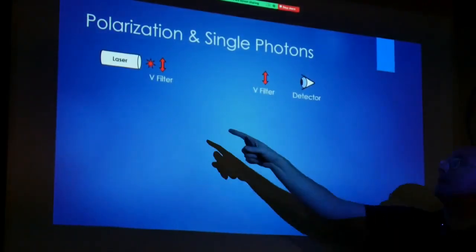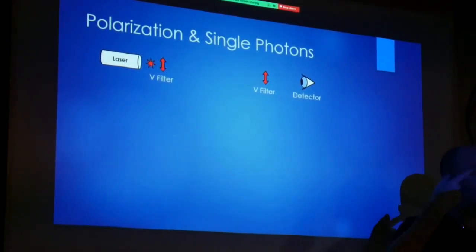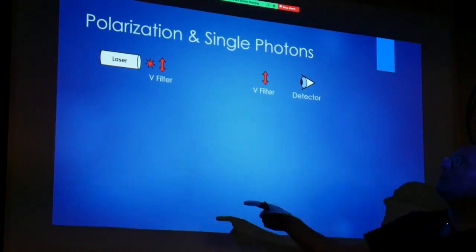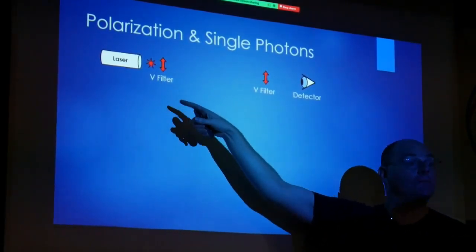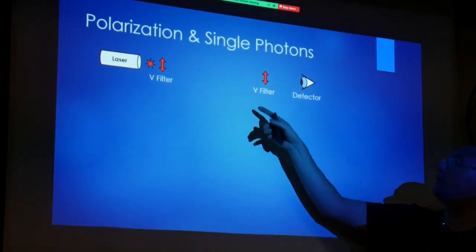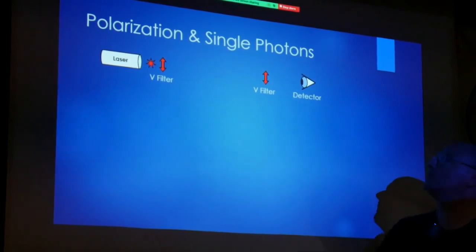The idea is we take a laser and we have a polarization filter, like your sunglasses, if you got polarized sunglasses, right? That's a polarized filter. So it's going to send out, and we have a vertical selection. So it's only going to let vertical polarized light through and block everything else. And over here on the other side is the vertical filter, same thing, right?